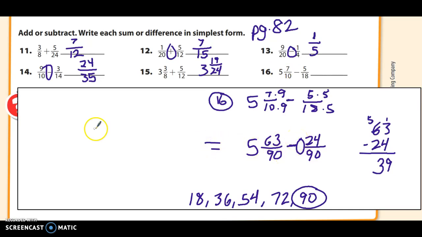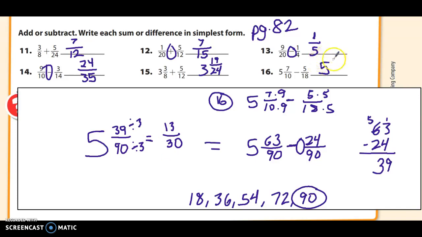So I'm going to put my answer over here. 5 and here's my numerator, 39 90ths. And that is almost the answer. The problem is that 39 and 90 share a factor of 3. And that's not too hard. 3 goes into 39 13 times, and 3 goes into 90 30 times. And so my simplified answer for this somewhat challenging problem is 5 and 13/30.